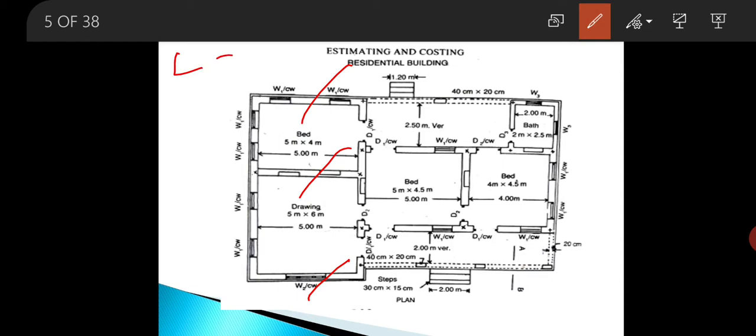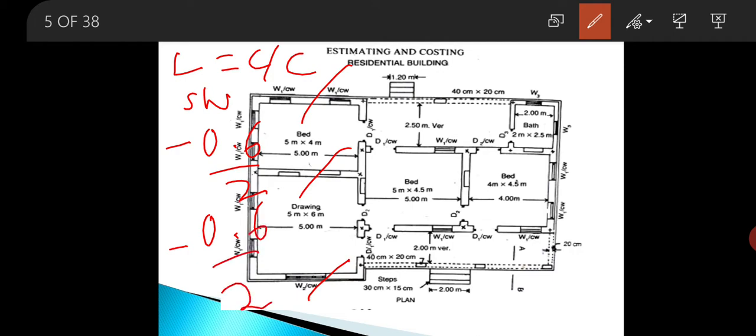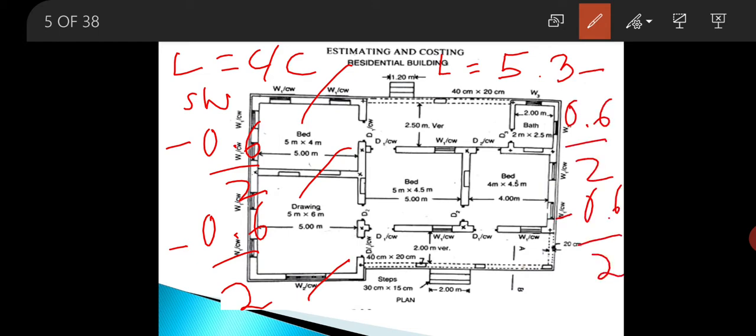So the length of the short wall will be the center to center length of the short wall, minus, first we will go for the first footing, that means the width of the first footing was 0.6. So 0.6 by 2 minus 0.6 by 2. So what is the center to center length for the first part? The center to center length for the first part is 5.3 minus 0.6 by 2 minus 0.6 by 2. So this is the length.